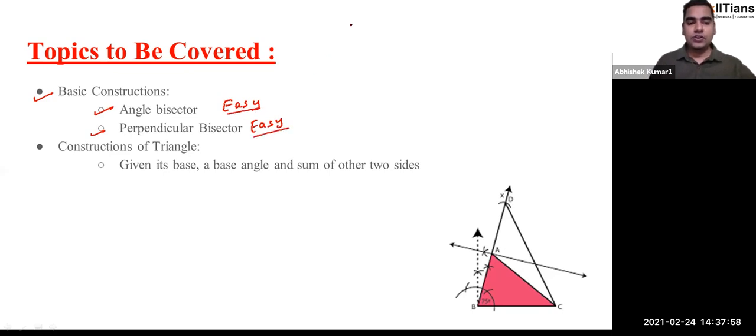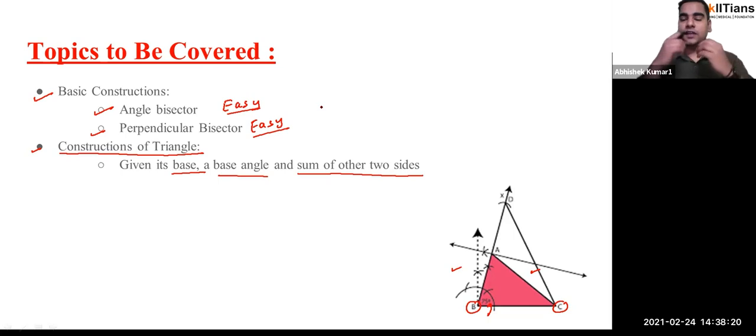The next topic that we are going to learn is construction of a triangle. If you are provided the base of a triangle and any one of the two base angles, and apart from that you are provided the sum of the other two sides, let's say you are provided this base BC, this angle, and the sum of the other two sides, then how that particular triangle can be constructed. That is going to be our second topic.